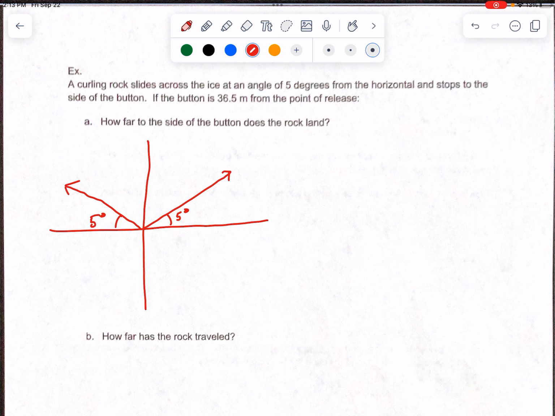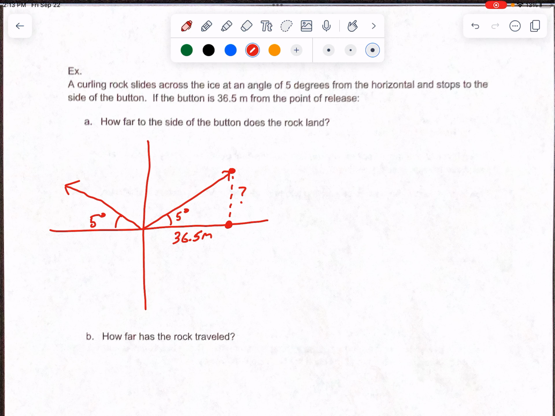Okay. If the button is 36.5 meters from the release, okay, so it says it stopped to the side of the button. So it stops right here. The button, the target you're looking for in curling, was right there. So my distance right here is 36.5 meters. So it's asking how far to the side of the button does a rock land. So we're looking for this. So how far did it land to the side?